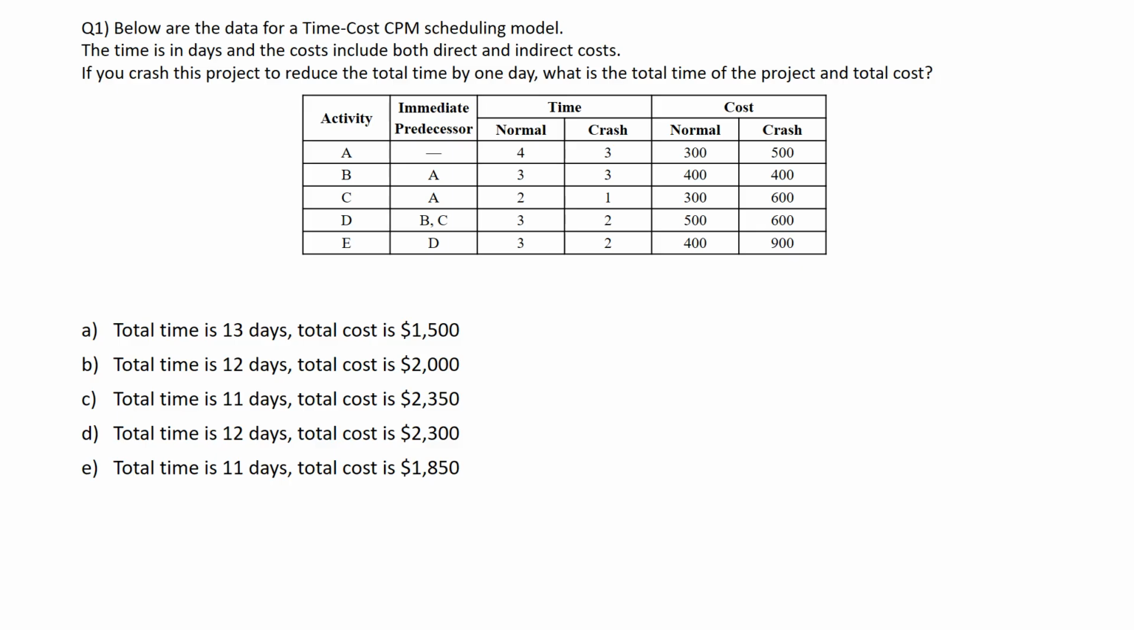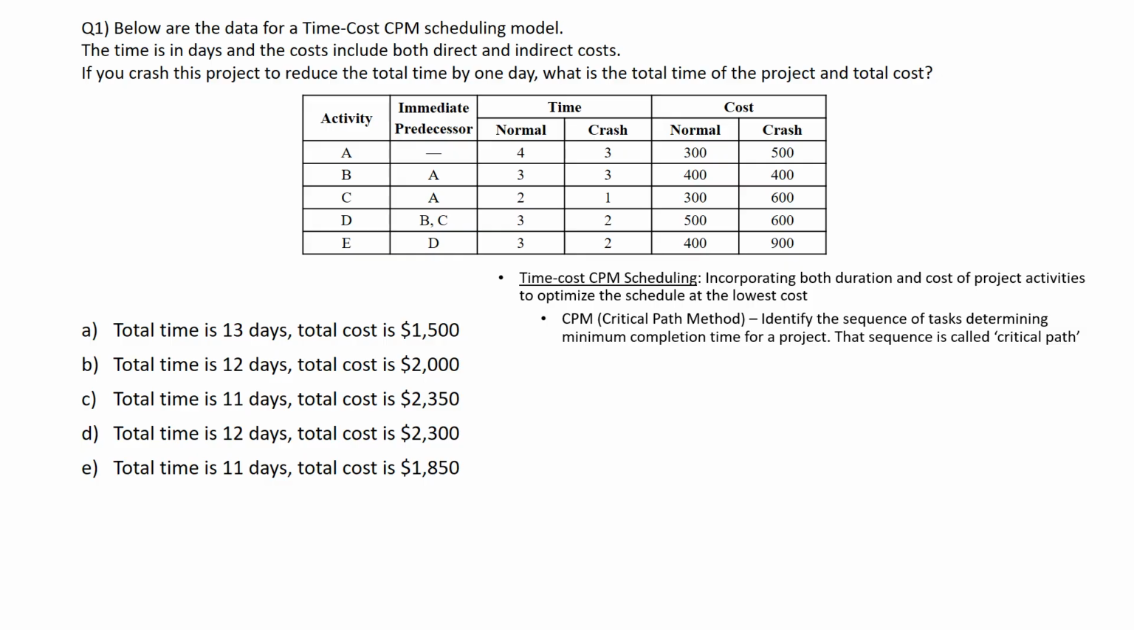Below are the data for the time cost CPM scheduling model. The time is in days and the costs include both direct and indirect costs. If you crash this project to reduce the total time by 1 day, what is the total time of the project and total costs?